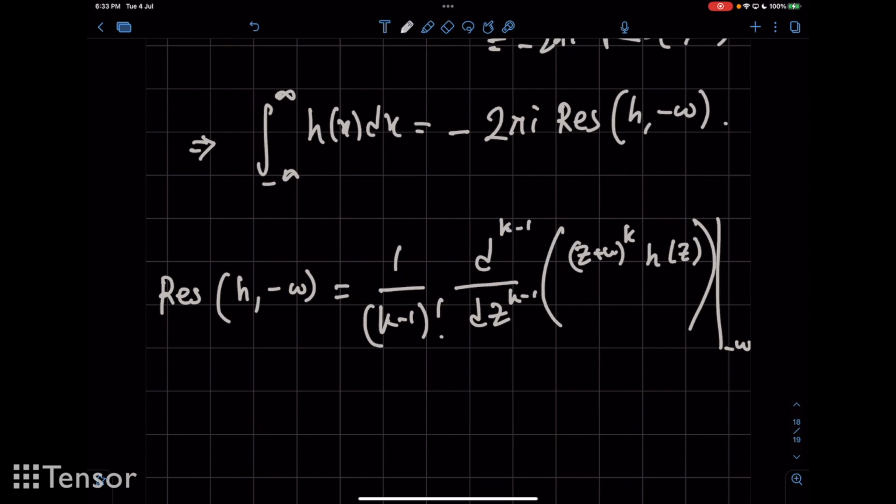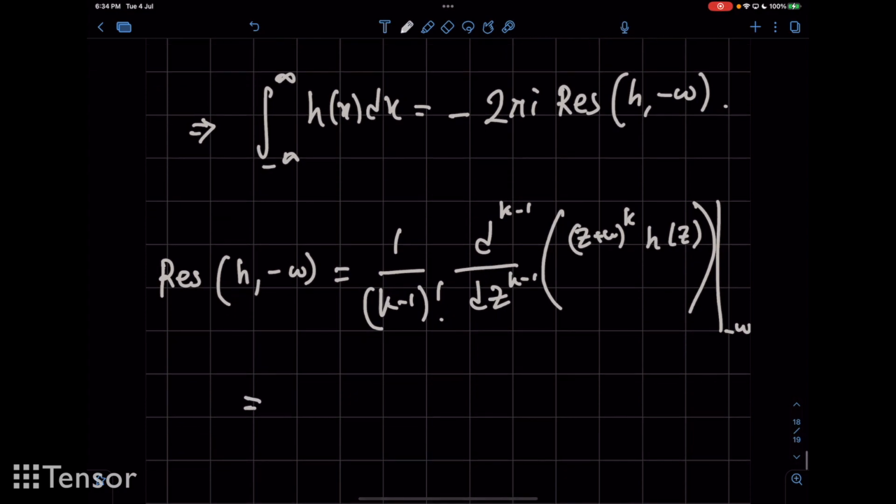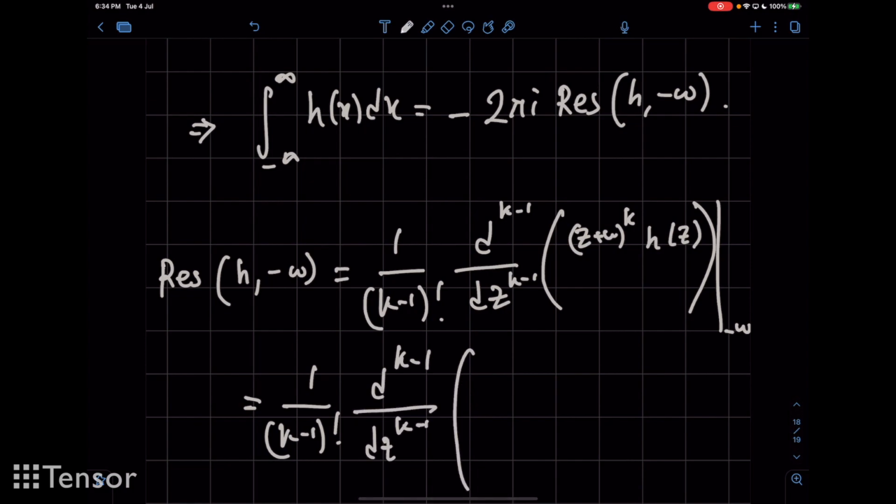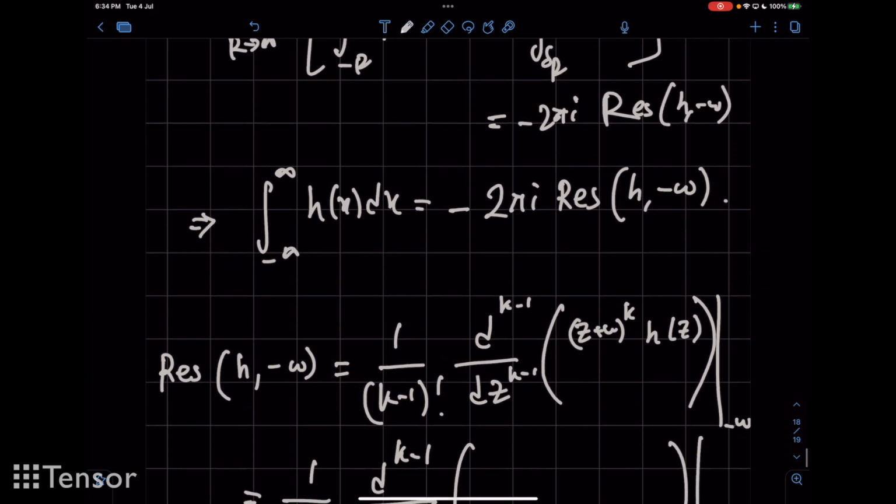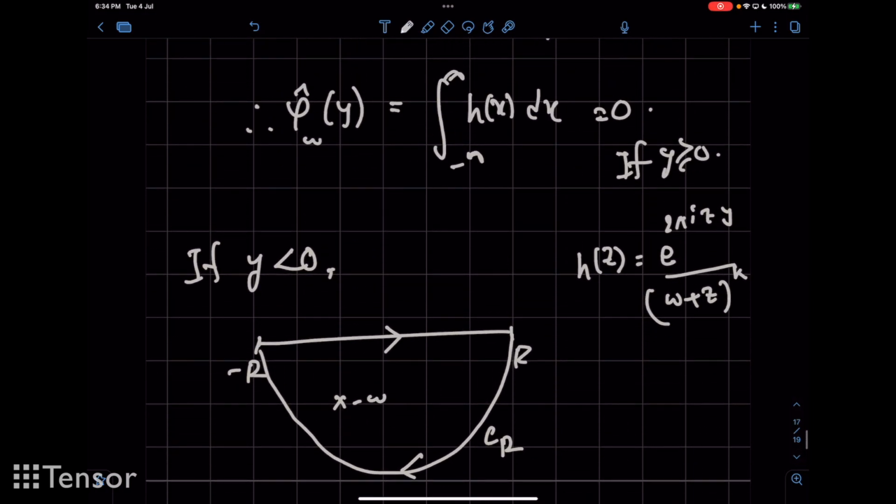So this is the formula for evaluating the residue at a pole of order k. And it's very easy to verify now. So this is 1 over (k minus 1) factorial, the (k minus 1)th derivative. Let me write it: d to the k minus 1 of something, evaluated at negative w. So what is this something? So h of z was e to the 2 pi i z y divided by (w plus z) to the k, right?